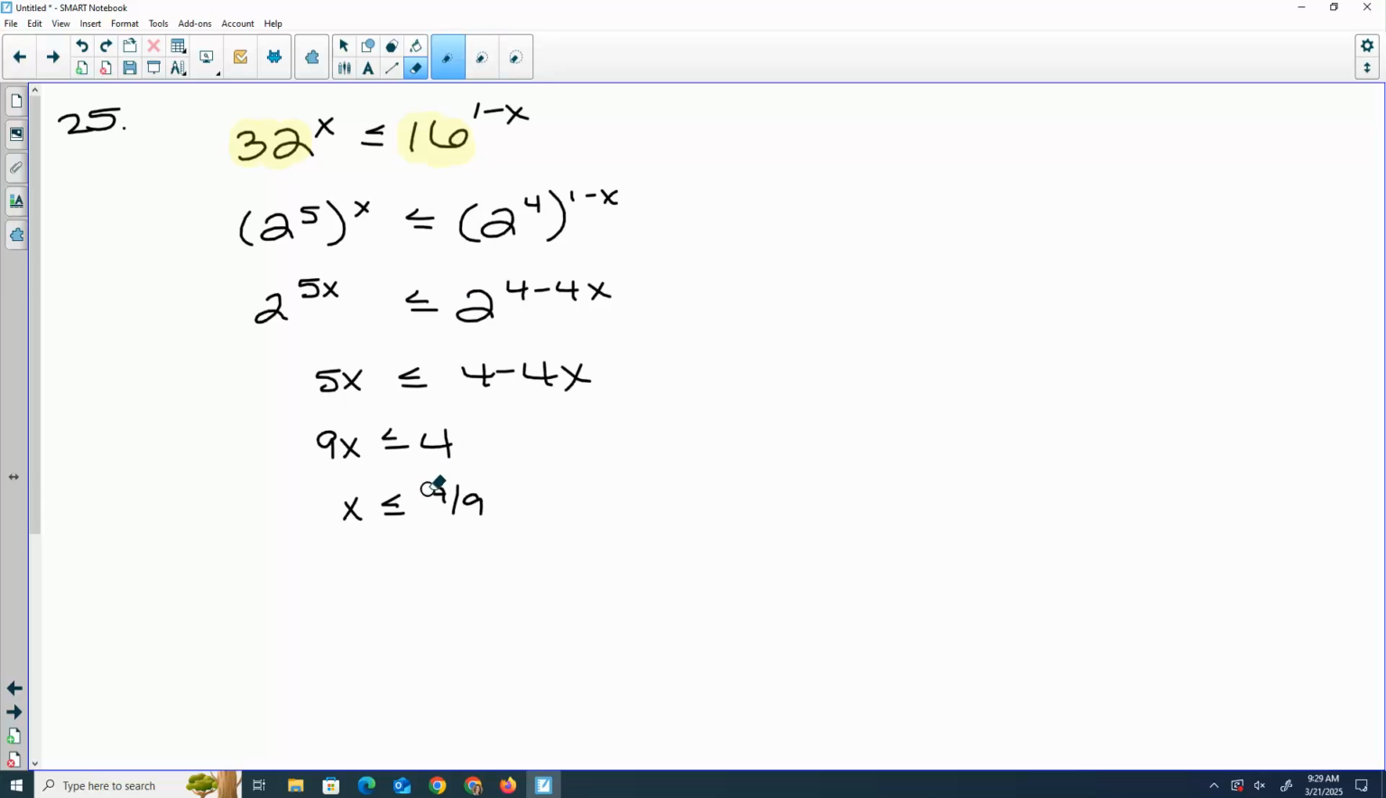If it's an inequality, the expectation all year has been to put it in interval notation. So less than means smaller than 4/9. So it's -infinity to 4/9, equal to tells me bracket.